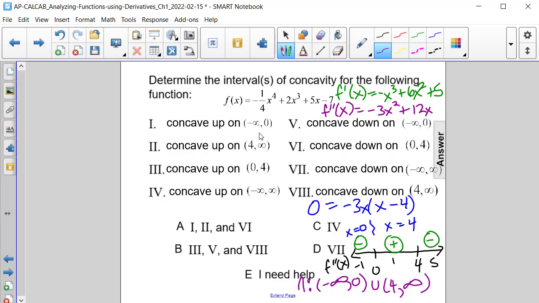So let's see, concave down from negative infinity to 0, that's Roman numeral 5. And from 4 to infinity, we are also concave down. And then we are concave up from 0 to 4. Concave up on the interval 0 to 4. All right, so we have 3, 5, and 8, which is answer choice B.